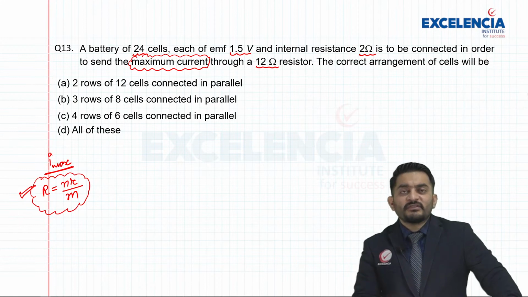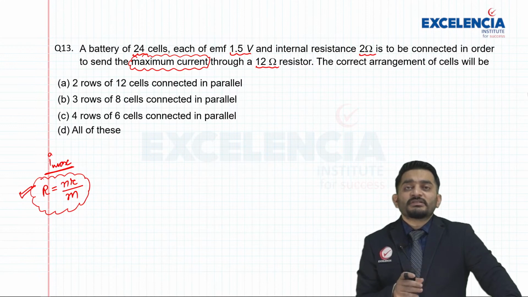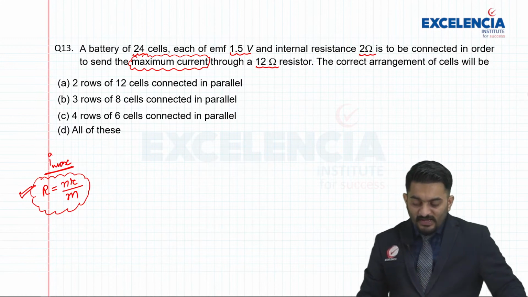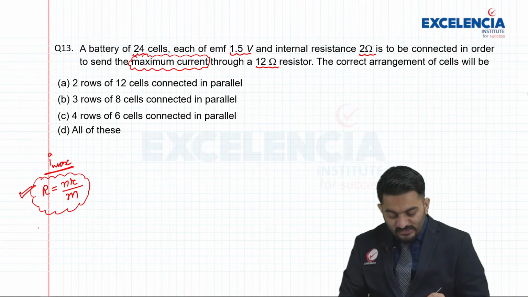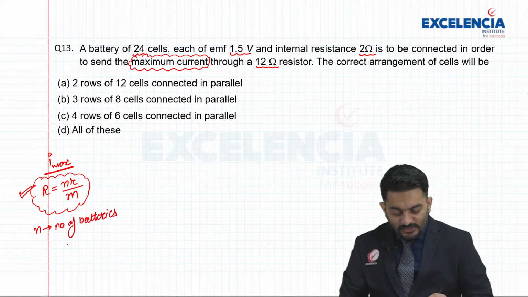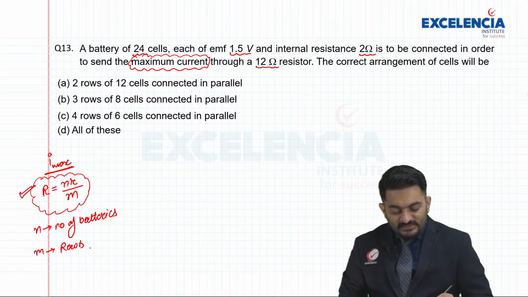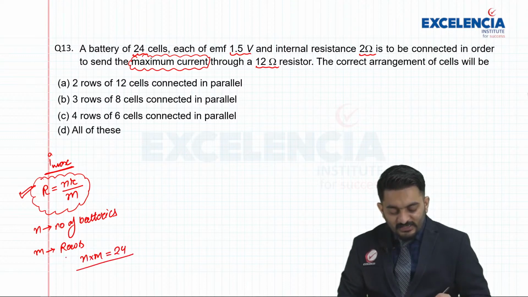There is a simple way to derive this, but for Imax, this is the condition for a mixed combination which I want you to remember. If anyone is wondering what exactly this n is, basically n is the number of batteries given to you, and in this case the number of batteries is 24. And when you talk about m, my m stands for rows. The product of n into m, rows into columns, is not going to exceed 24.